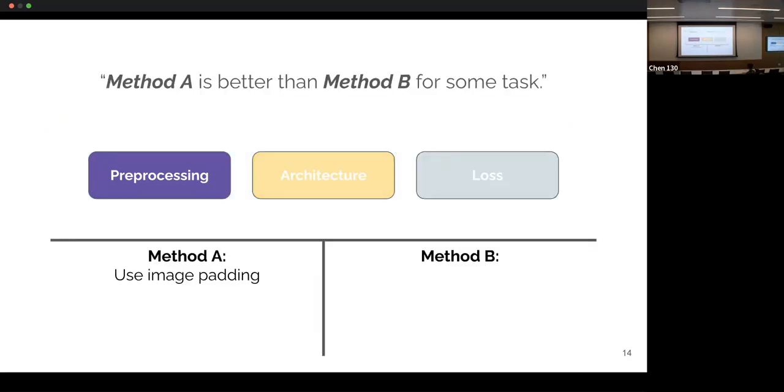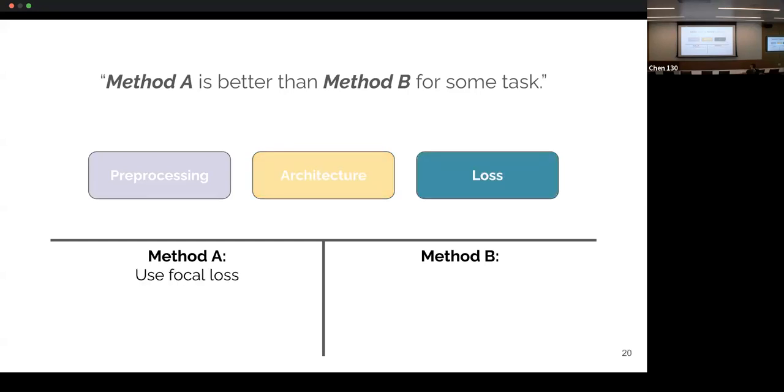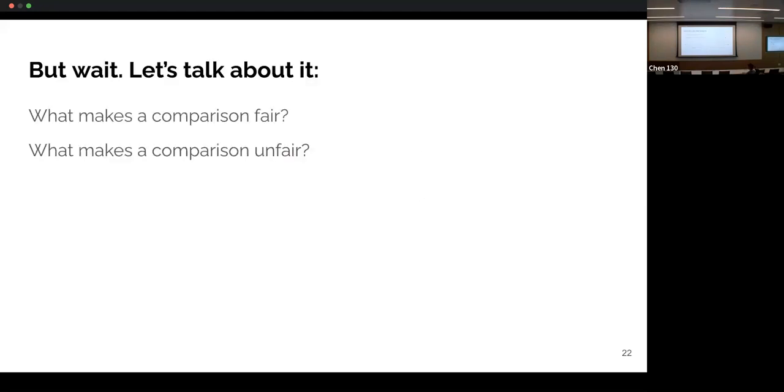All right, so as I said, for pre-processing, method A might use image padding, and method B might use image resizing, and we'll see your example further down the line. For architecture, it might be ResNet or VGG, and for loss, it might be focal loss, or it may be cross-entropy loss, if you're doing classification. But what makes for a fair comparison and an unfair comparison?